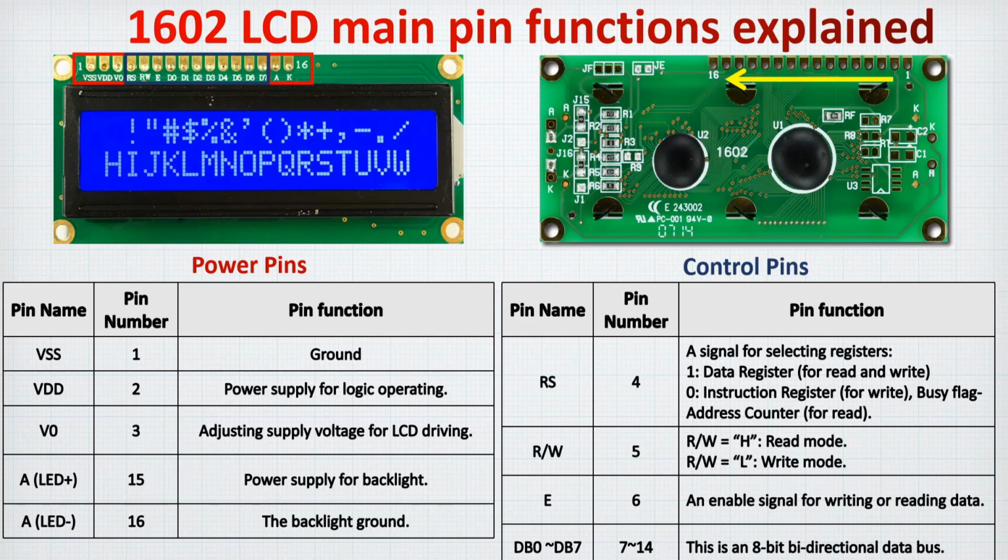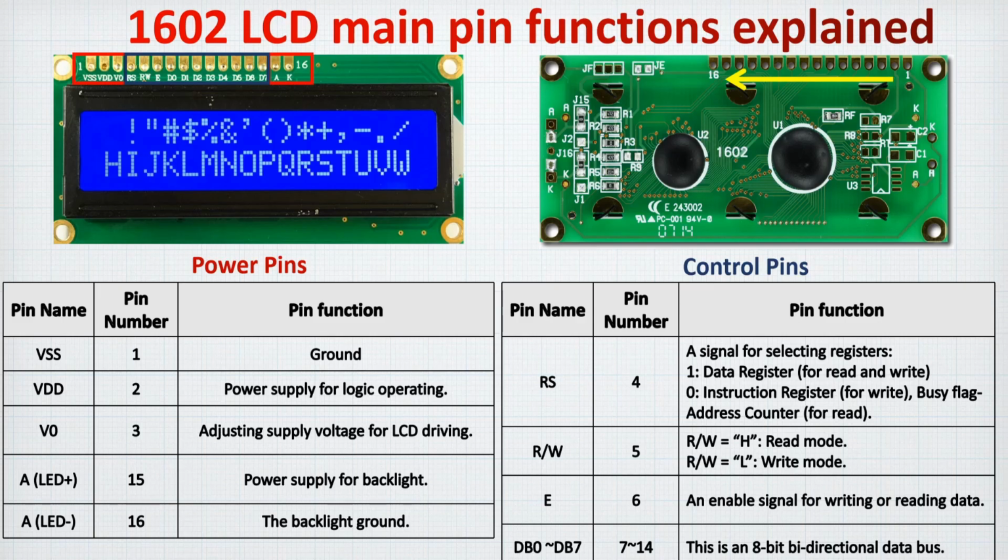After that, we have the read-write pin, quite a simple one. If it's high, it's read mode, and if it's low, it's write mode. That's pin number 5. And then we have the pin E, or enable, which is used when we send the data and confirm that the data is sent. That's pin number 6.